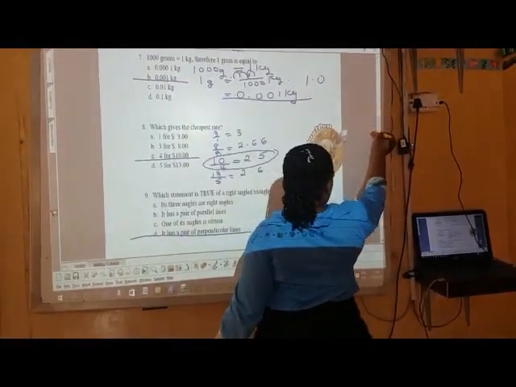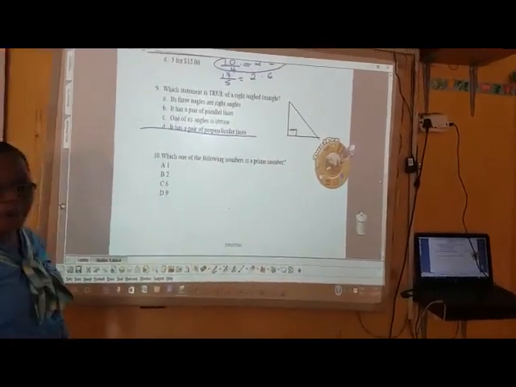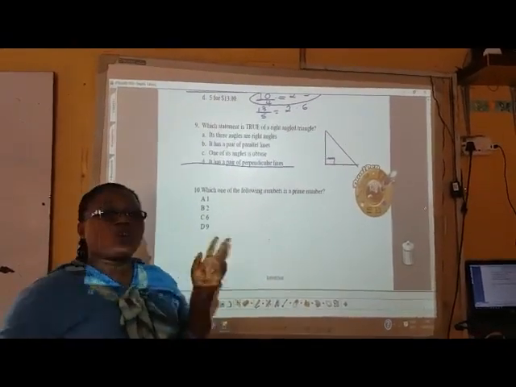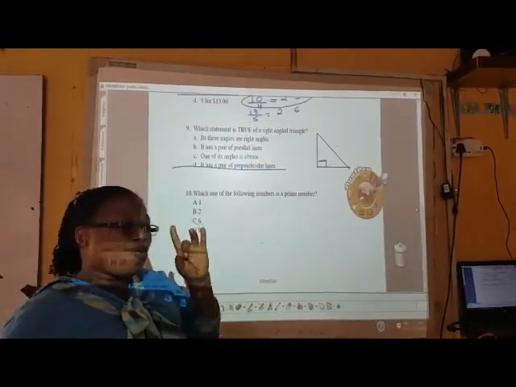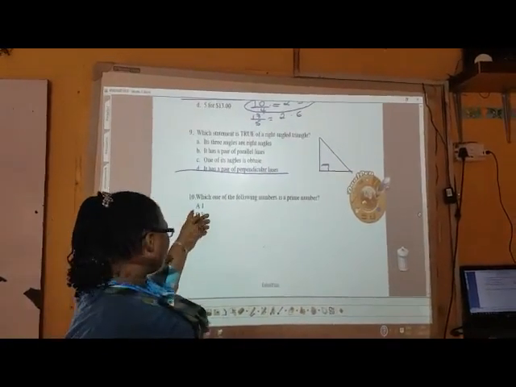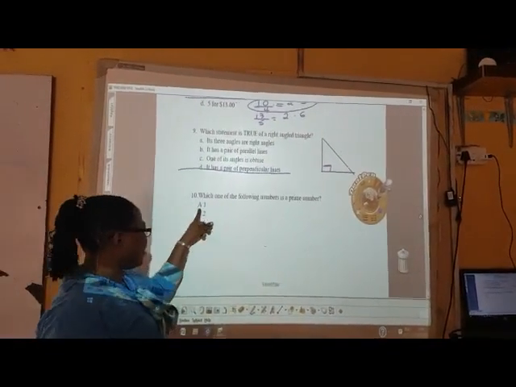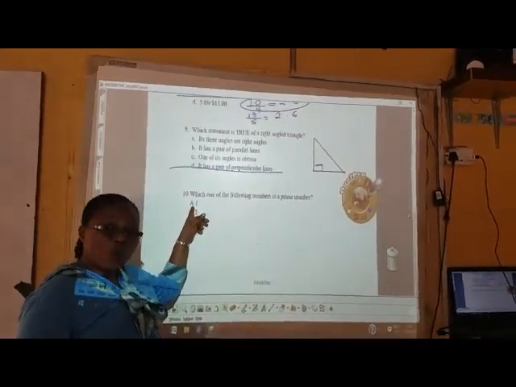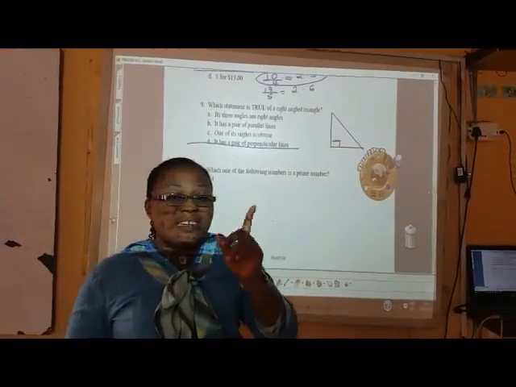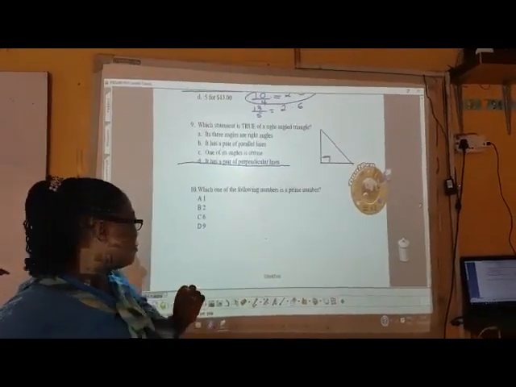The last question this morning: which of the following numbers is a prime number? When we are talking about a prime number, it has just two factors, that is 1 and itself. Now, look at this one. Let's check all these options. The first one, A. Is it a prime number? That is 1. 1 is not a prime number because it is just 1 itself alone. It doesn't have a second factor. So it is not a prime number.